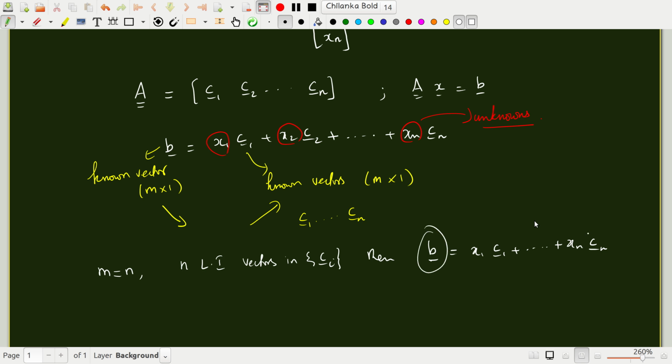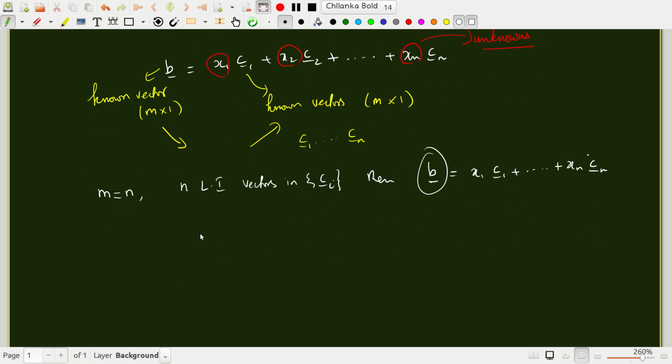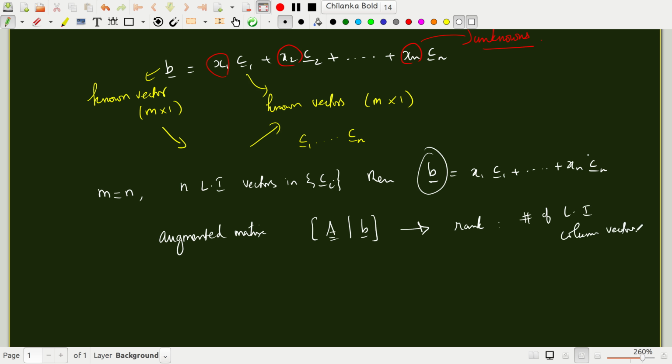That is one of the simplest cases, but in general, if you need to have a solution, you have to construct what is called the augmented matrix, and you need to find its rank. What is the rank of any matrix? It's the number of linearly independent column vectors or row vectors. You have to find the rank of the augmented matrix and the rank of the coefficient matrix.